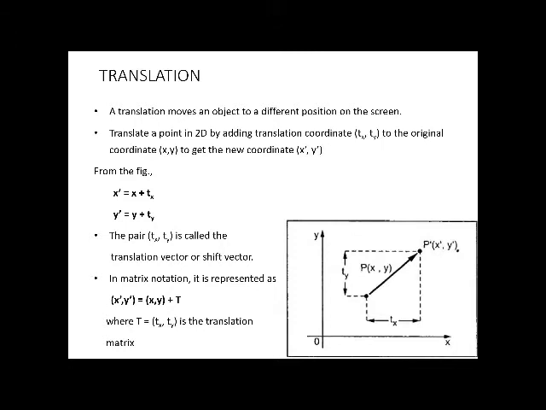Okay, now you can see in this figure a point x y is being moved or translated to another point x dash y dash. The point p becomes p dash after the translation, and it is moving through a distance of tx and ty. The new coordinates are x dash equal to x plus tx, y dash equal to y plus ty.